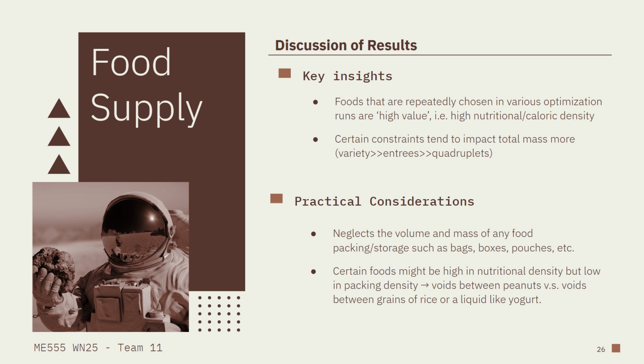And then some practical considerations as limitations of this analysis include this neglects the volume of any packaging, so boxes, bags, pouches, etc., and that certain foods might be high in nutritional density but low in packing density, for example, peanuts versus rice. So these are 2 potential limitations of this analysis that might affect real-life results.